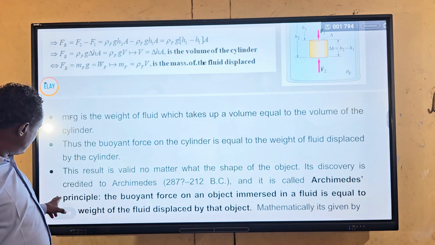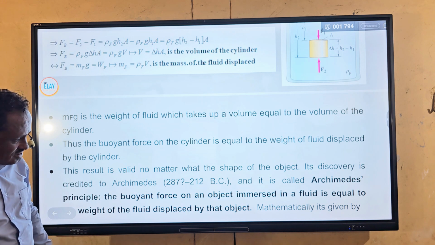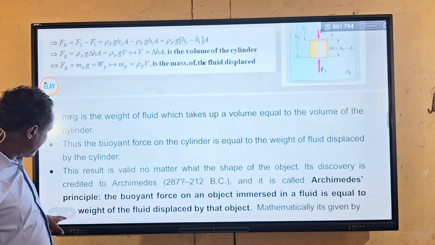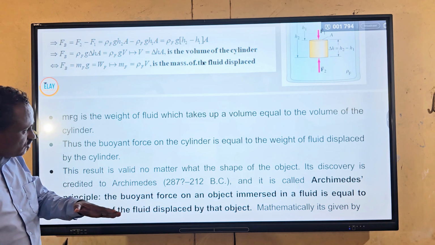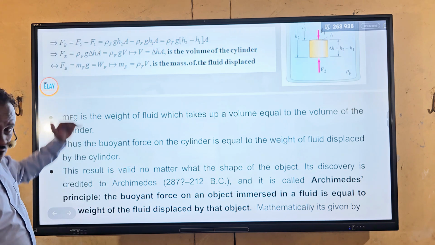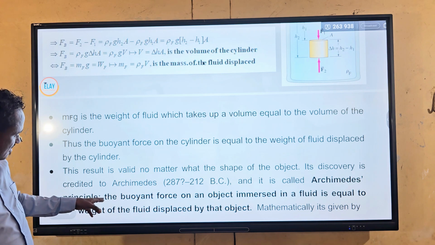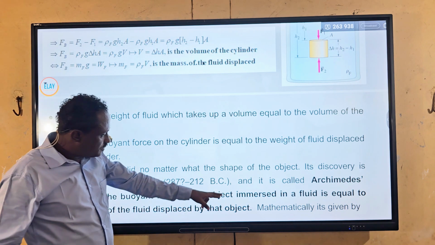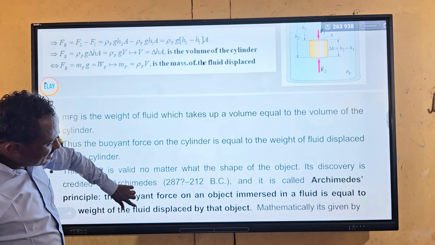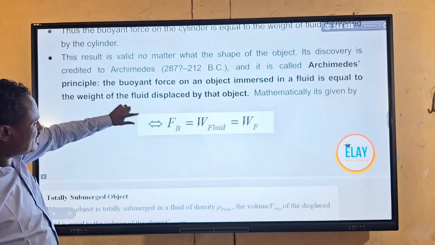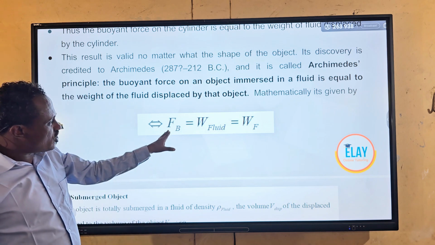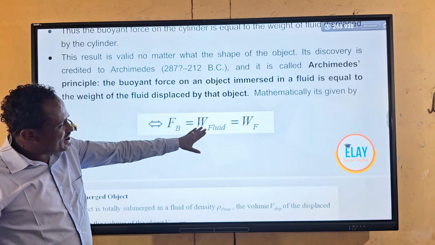Its discovery is credited to Archimedes, who lived in these years, and it is called Archimedes principle, relating the buoyant force with the weight of the displaced fluid. The buoyant force on an object immersed in a fluid is equal to the weight of the fluid displaced by that object. This is the mathematical statement of Archimedes principle, which relates the buoyant force with the fluid's weight.